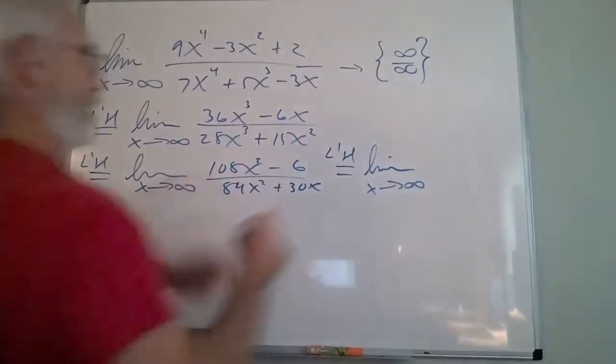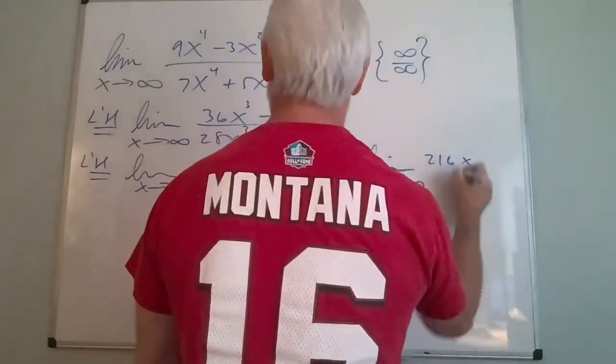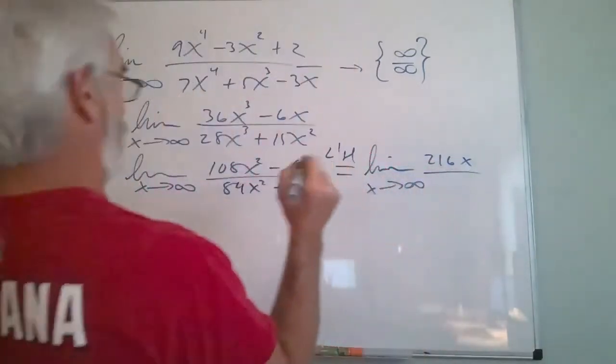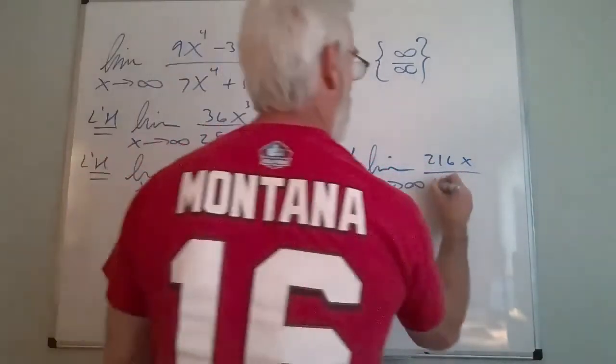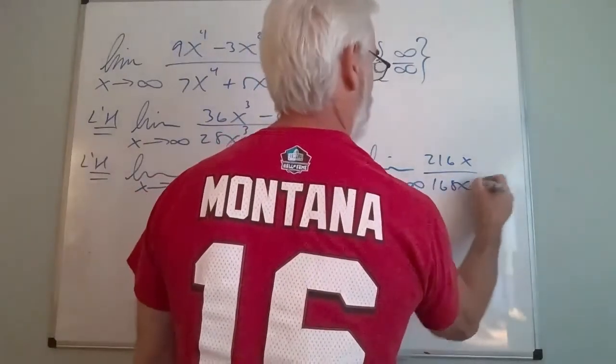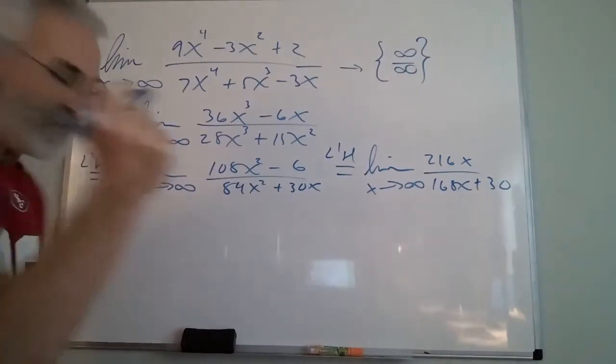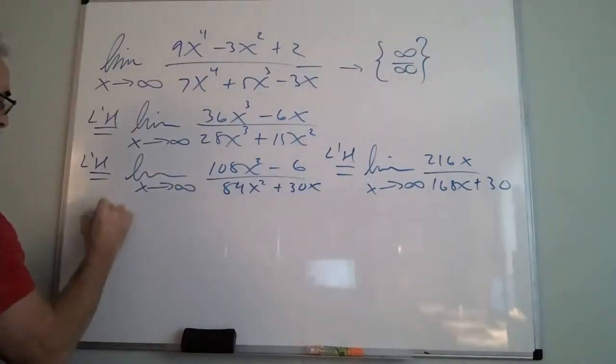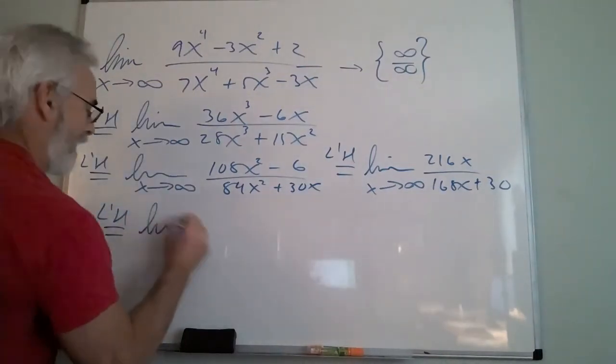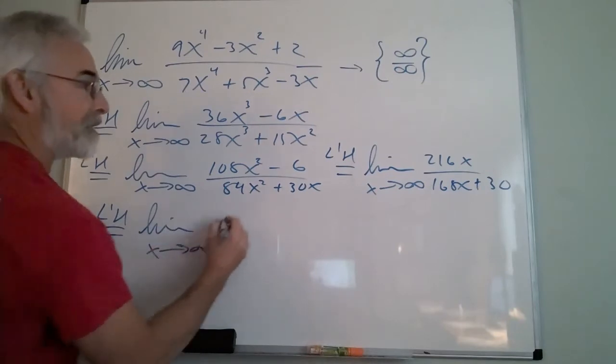And now I have 216x, and on the bottom, I'm going to have 168x plus 30. And it's still an indeterminate form. So let's do one more time. I think you're getting my point on this one, at least I hope.